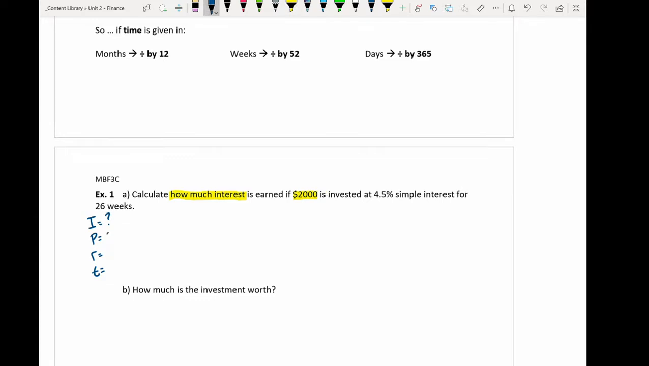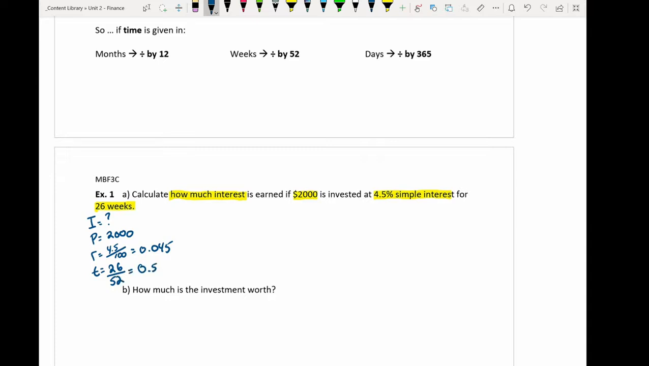How much interest is earned if $2,000 is invested. So that's what I'm starting with. That means my P value is 2,000. Invested at 4.5% simple interest, which means my R value is 4.5%. But remember, we just talked about that 4.5 has to be divided by 100 to turn it into a decimal, 0.045. So 4.5% simple interest for 26 weeks. 26 weeks, I need to convert that to years. 26 weeks divided by 52 weeks in a year is 0.5.